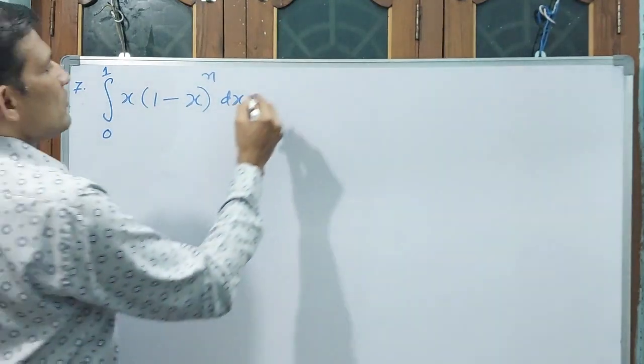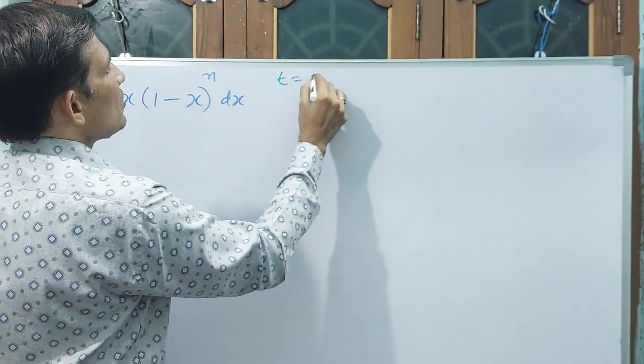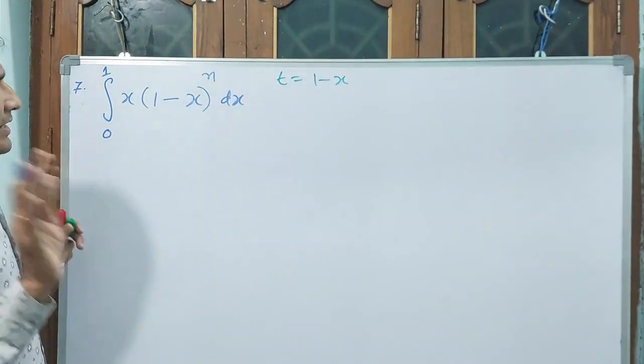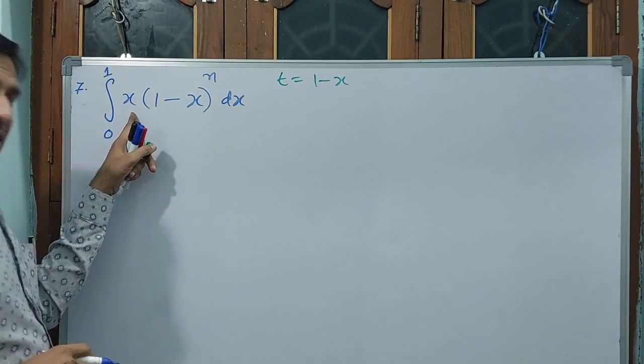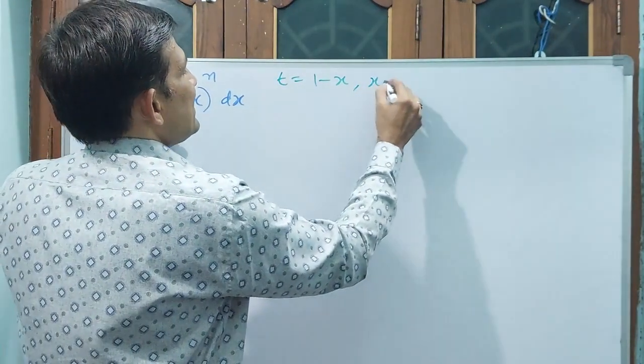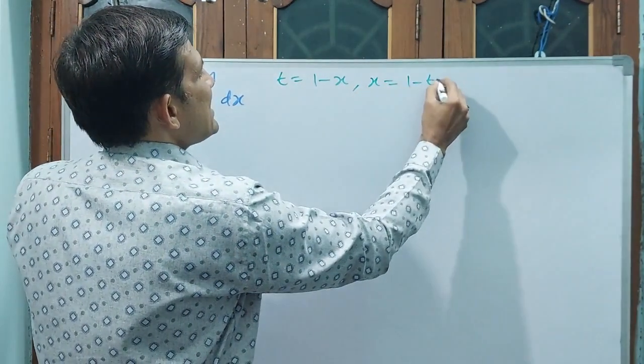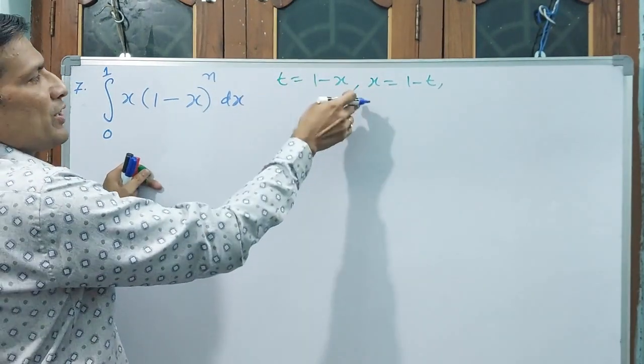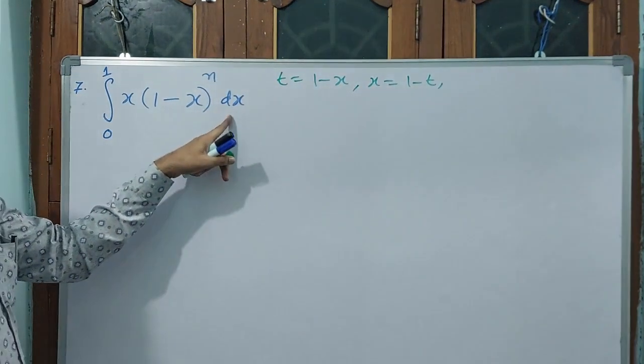Let 1 minus x is equal to t, so t is equal to 1 minus x. That means t power n we are going to write. That is okay, but here x is there. What about x? x is equal to 1 minus t. If t goes that side, x will come this side, positive. x positive, t negative, 1 minus t. But what about dx?